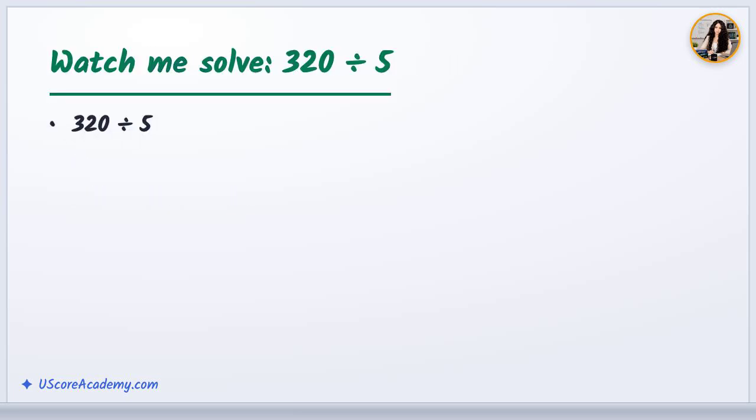Let's do one together. 320 divided by 5. First, double it. 320 times 2 is 640. Then drop a 0, 64. To check, multiply back: 64 times 5 really is 320.